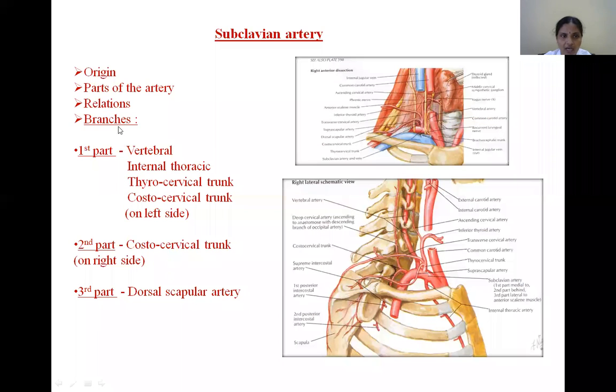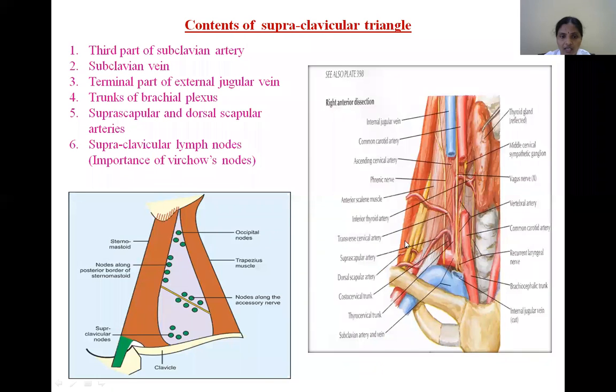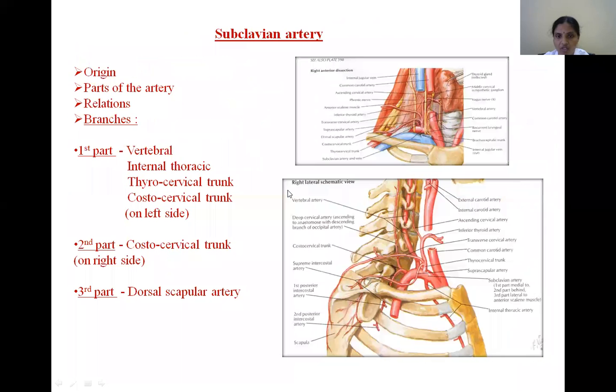See here, what are the important structures? As I told, the third part of the subclavian artery. In the supraclavicular triangle, this is the subclavian artery. The subclavian artery is divided by the scalenus anterior muscle into three parts. Medial to that is the first part, behind that is the second part, lateral to that is the third part. And these three parts give important branches. The first part gives the vertebral artery, internal thoracic artery, thyrocervical trunk, and costocervical trunk on the left side, whereas the costocervical trunk on the right side branches from the second part.